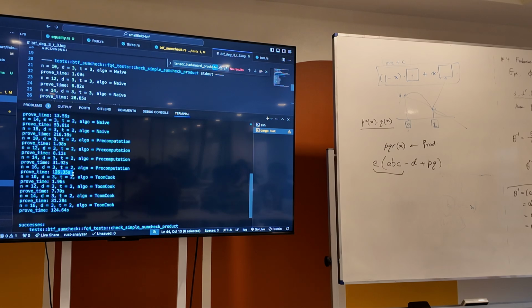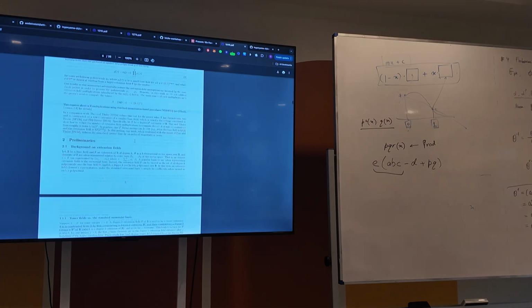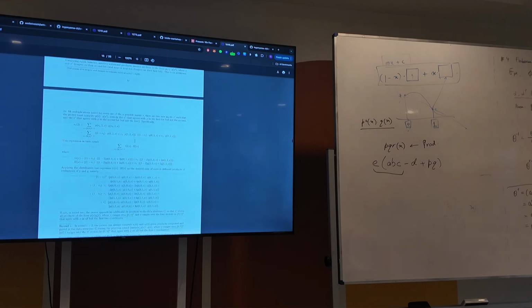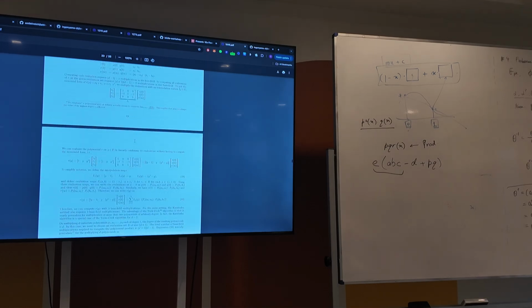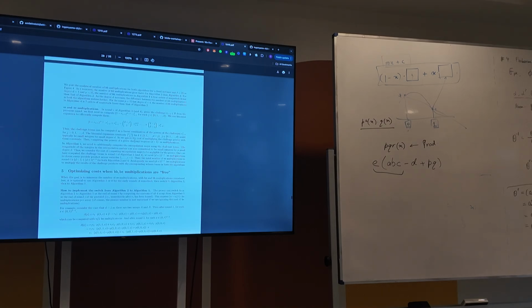Cool. Okay. Question. So for the pre-computation method, you said it was more memory intensive. Yes. I'll actually show you a plot. There's a plot in the paper that we do for memory, if I remember correctly.